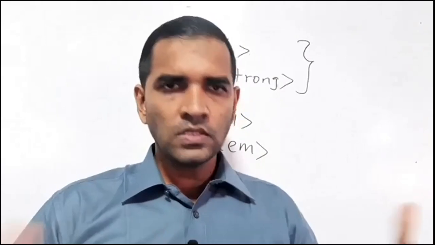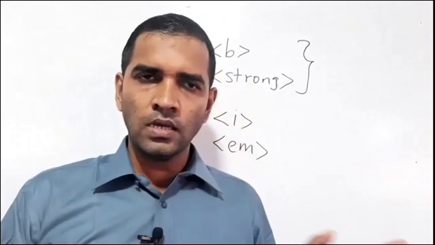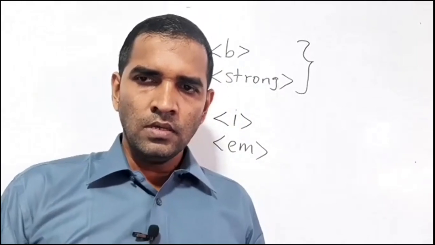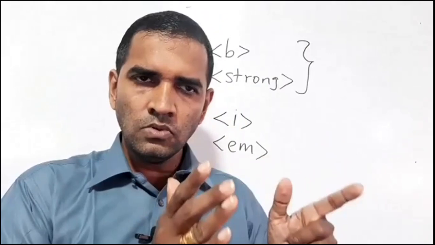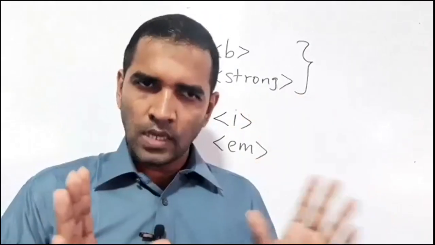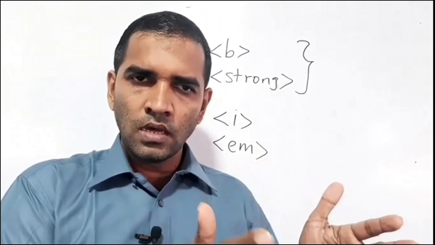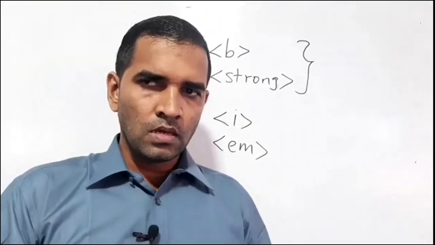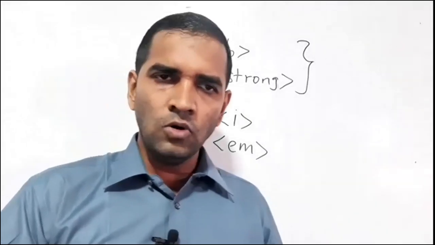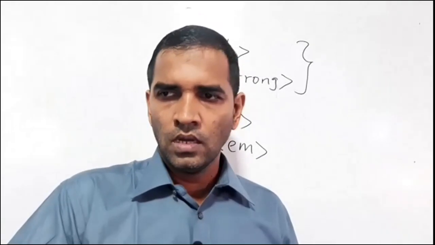Assume both answers are given in the list. Both B and strong are given in the list. So if both of them are given, you have to read the output carefully. If the output seems to be given as importance, better go with strong. If the output is not given as importance, better use the word B.